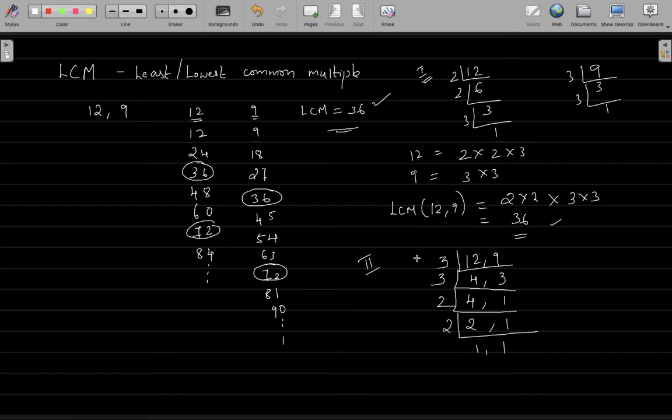Now, LCM of 12 and 9 is the product of these prime factors that you have got, that is 3 times 3 times 2 times 2, which is 36, which is the same thing. This is the same prime factorization that you have got here, which is the same number 36 again.